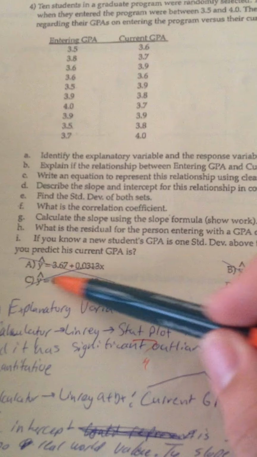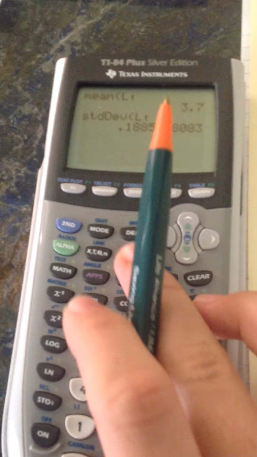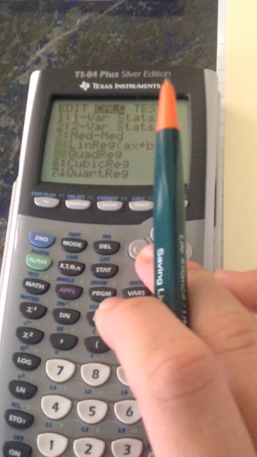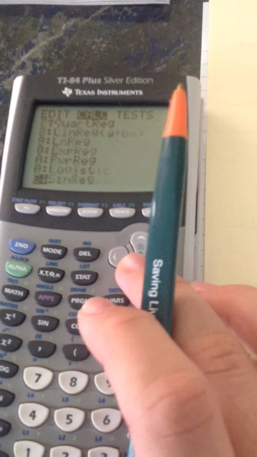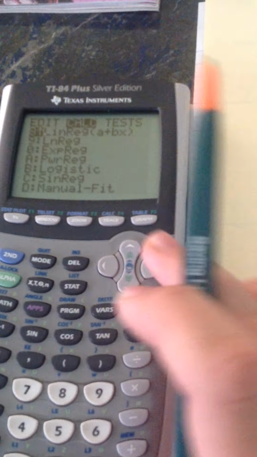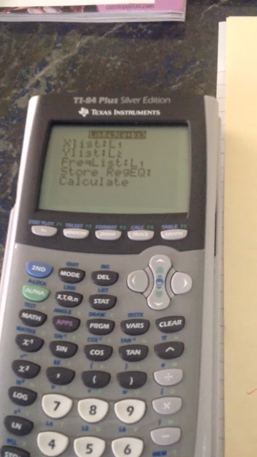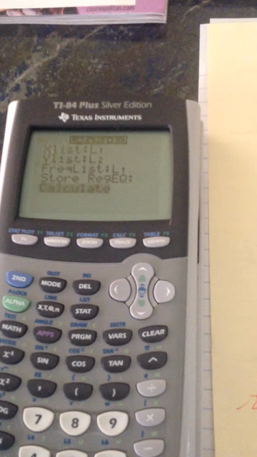It was given right there. If you plugged it into your calculator, don't forget you can still use your stat, calc, linreg. Do not forget about linreg. Linreg saved me so many times on that test. Linreg, xlist L1, ylist, everything.